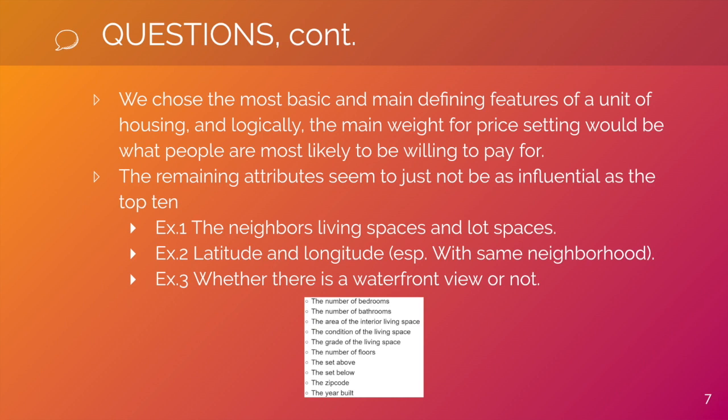And we chose the most basic and main defining features of a unit of housing. And logically, the main weight for price setting would be what people are most likely to be willing to pay for.